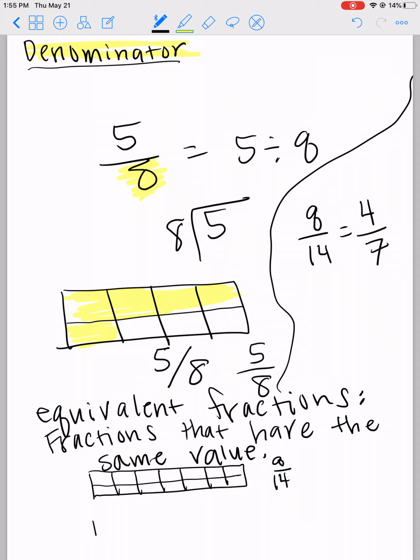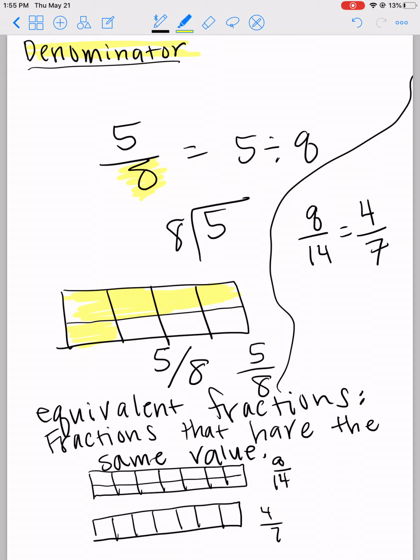And then this would be the same rectangle, but this is just going to have 7 bars because we're trying to represent 7. So 1, 2, 3, 4, 5, 6, 7. Yeah, so they're the exact same.